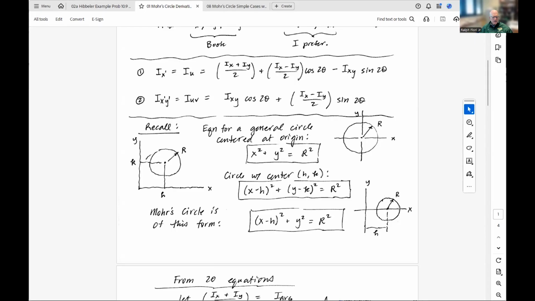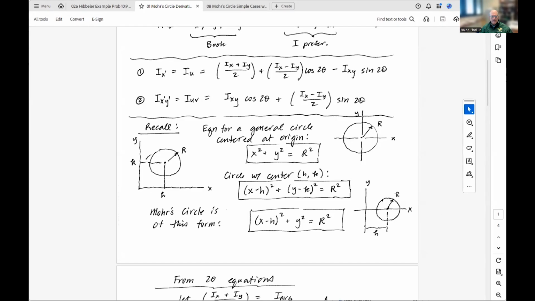Imax is the far right edge of the circle, and at Imax you can see that the vertical axis is 0. In other words, Ixy at the max is 0. At the far left edge of the circle is Imin, and again, Ixy is 0 at that point. So Ixy is 0 at Imax and Imin.